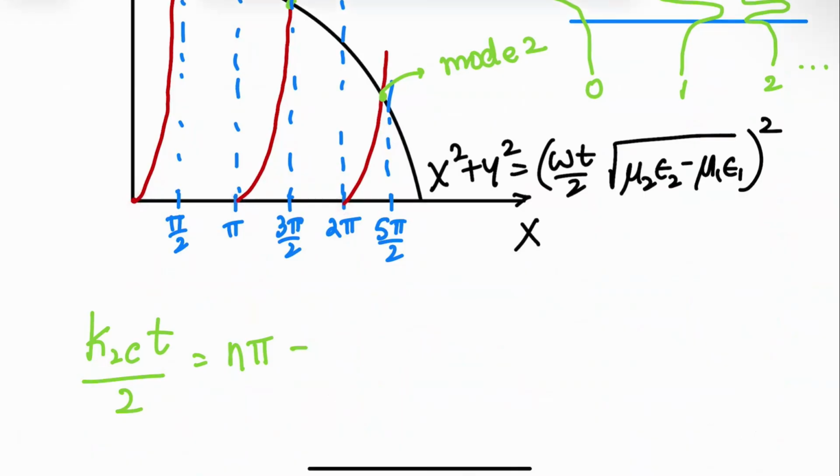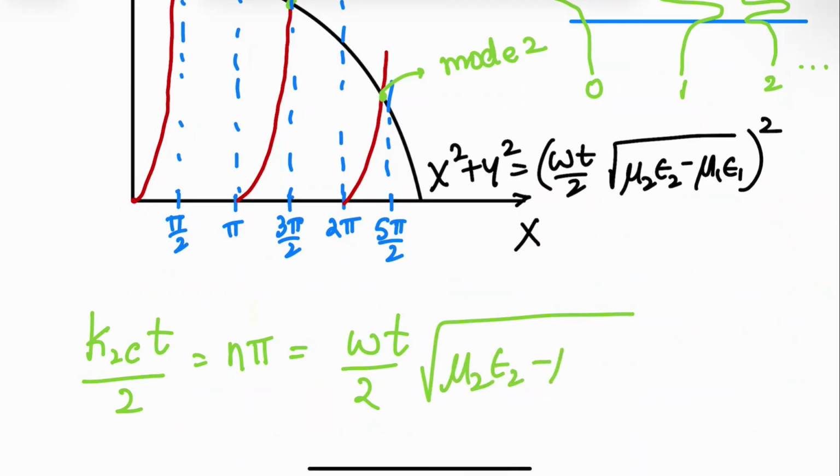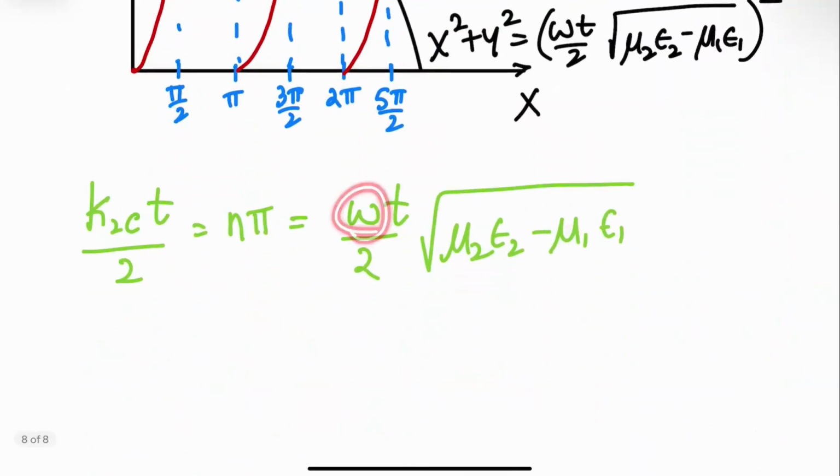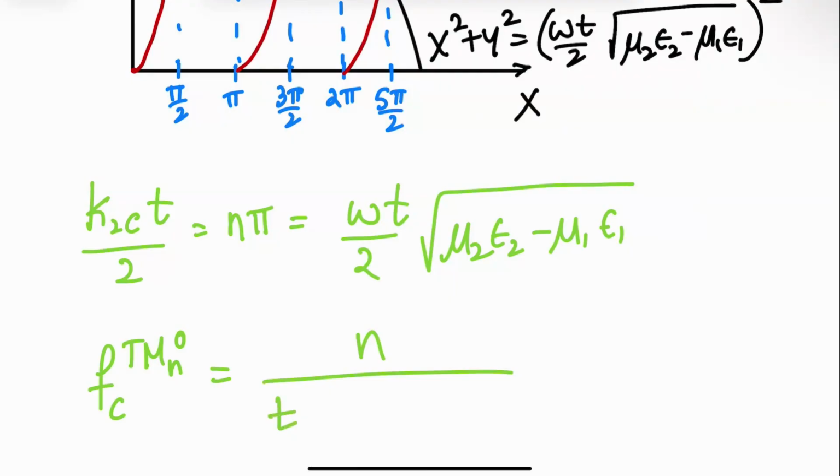And that is the same thing as omega t over 2 times the square root of mu2 epsilon2 minus mu1 epsilon1, because that's when the circle intersects that. That's the radius of the circle. So that gives you a value of omega, which gives you the cutoff frequency. This is for TM odd modes, and that's n over t times the square root of mu2 epsilon2 minus mu1 epsilon1.